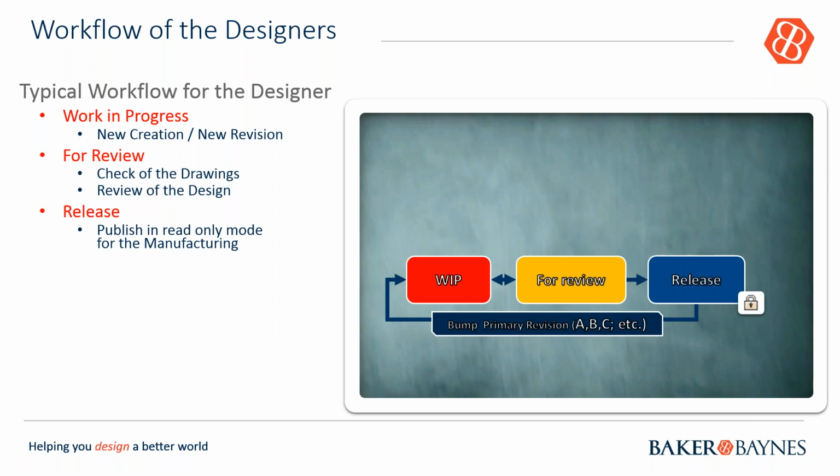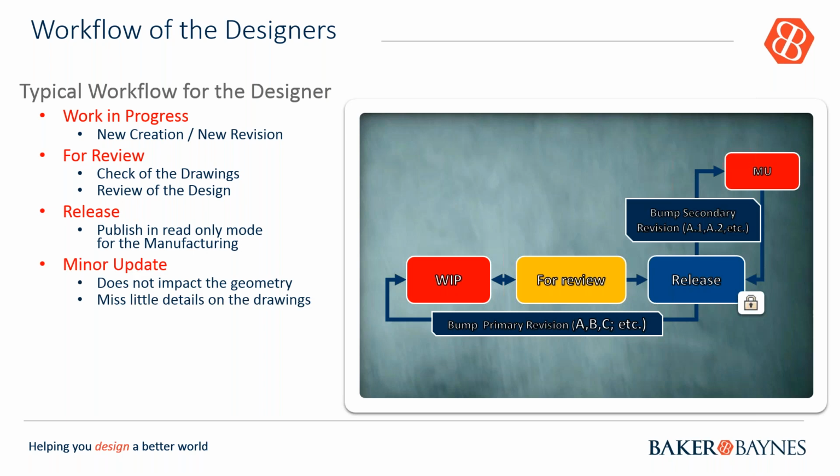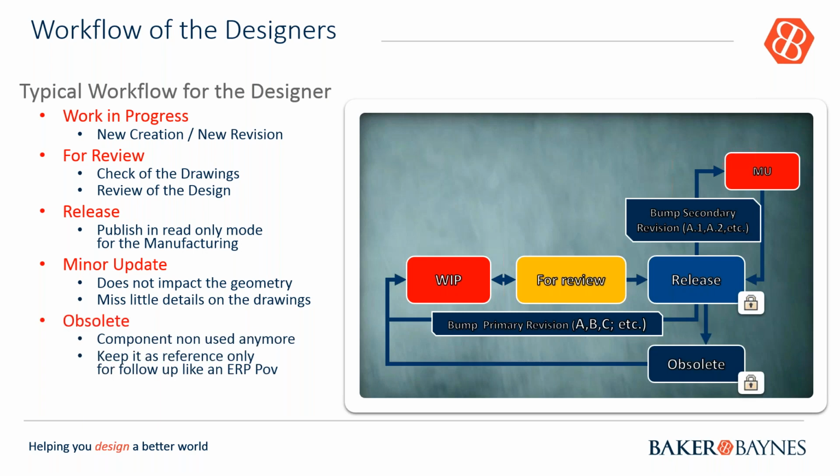Now, on release, you can see there, you can bump a revision. It could be alphabetic or numeric, right? Depending on your requirement. And on the release state, it's going to be a locked file. If there's any minor updates from the release state, we can push it out to the minor update state, and these states can be renamed to your working environment. So if these are not the terms or the headings that you would call it, you could modify that to suit your environment. And of course, there's obsolete. So once it's done, it's not used anymore, it moves into the obsolete state.